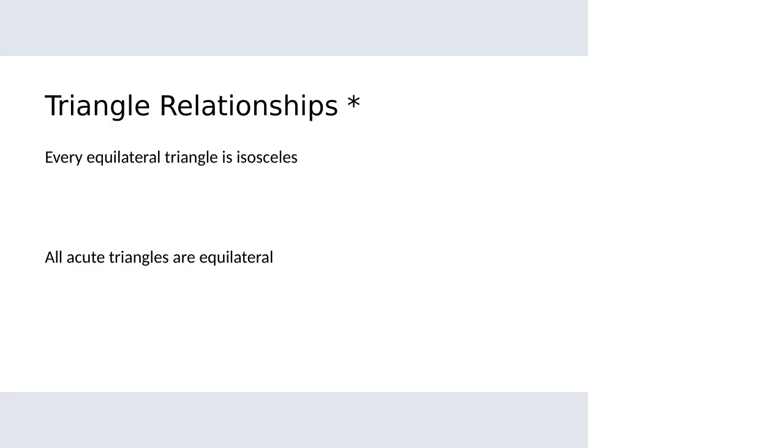So I'll set up a poll for this, just like we did the last one. Every equilateral triangle is isosceles, and all acute triangles are equilateral. Like I said, I'll set up a poll for this one just like the last one.